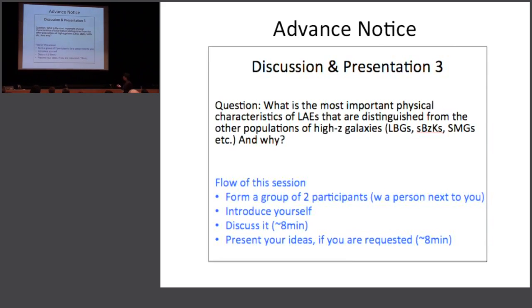So I will ask you a question. What is the most important physical characteristic of Lyman-alpha emitters that distinguishes them from the other high-z galaxy populations like the LBGs, BzKs, SMGs, and so on, and why? I will talk a lot about the properties of the Lyman-alpha emitters. Some can be compared with the other populations. All right? So this is important.